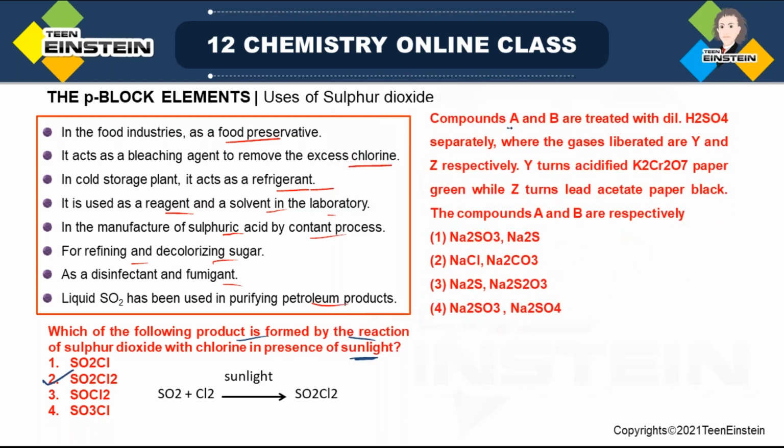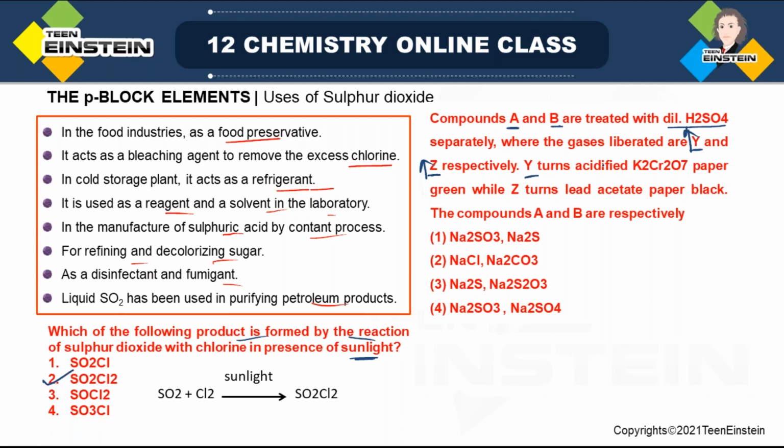Next problem. Compound A and compound B are both treated with dilute H2SO4 separately. Remember, it is not mixed, separately. A plus H2SO4, B plus H2SO4. Gas Y is liberated when it is A, and when B is treated with H2SO4, then Z is liberated. Both are liberated gases.